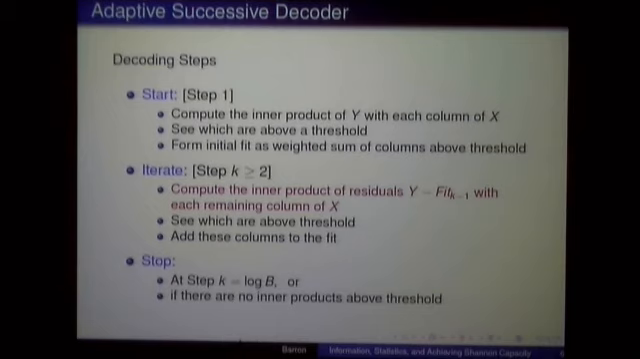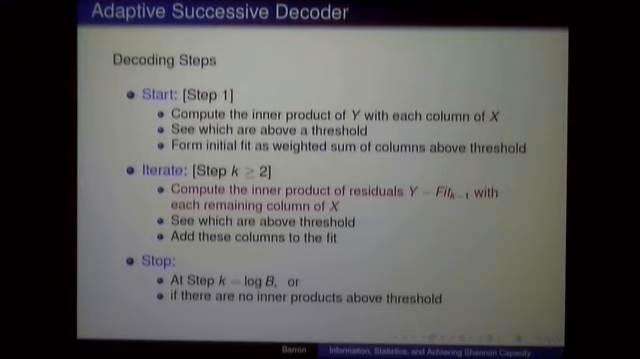You set a threshold. So step one, compute the inner product of y with each column of x. See which are above a threshold. Set the threshold in accordance with what will make the false alarm rate suitably small, which is standard normal theory. Form an initial fit as the weighted sum of the columns that are above threshold. Iterate. So in this respect, this is a lot like forward stepwise regression, also called orthogonal matching pursuit, also called L2 boosting. Okay? It goes back to 1960 as forward stepwise regression.